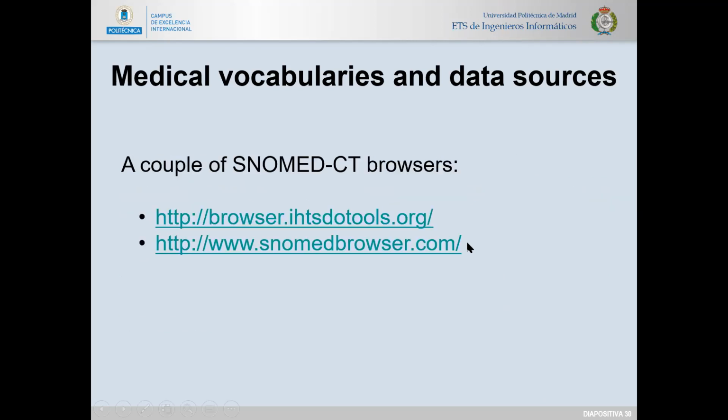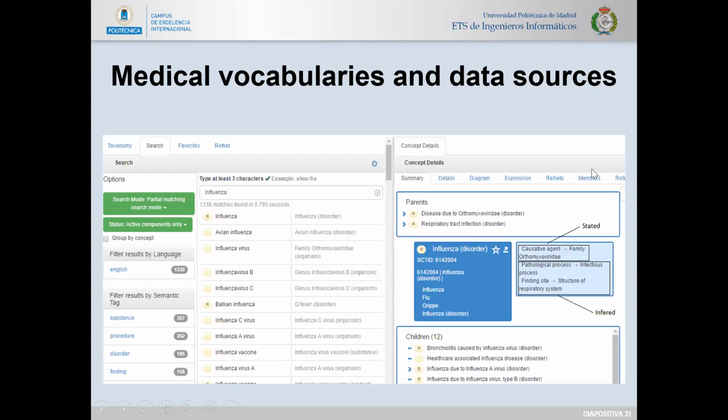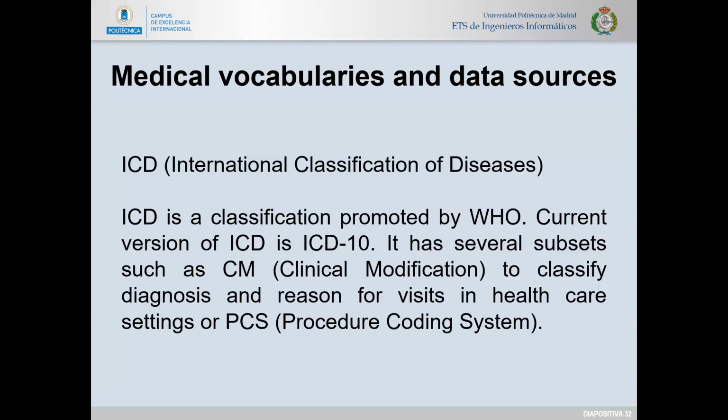There are a couple of SNOMED CT browsers that you can take a look at. You can find diseases, and you will see the hierarchical relations and information that is useful. These are some screenshots of these browsers.